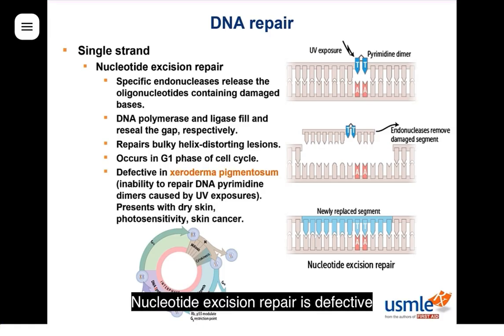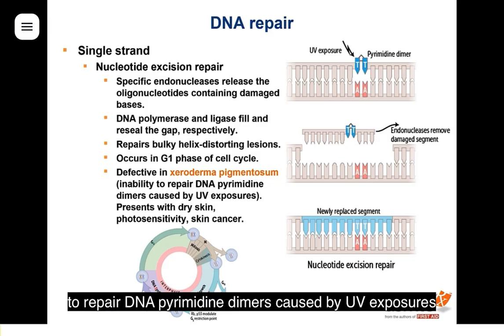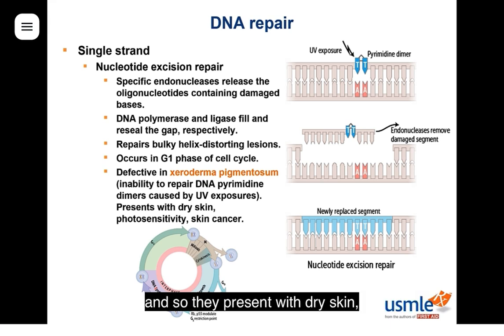Nucleotide excision repair is defective in xeroderma pigmentosum. In this disease, patients are unable to repair DNA pyrimidine dimers caused by UV exposures, and so they present with dry skin, photosensitivity, and skin cancer.